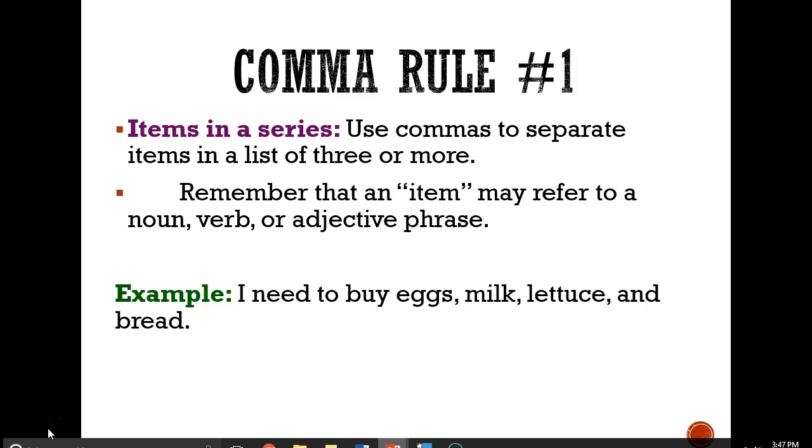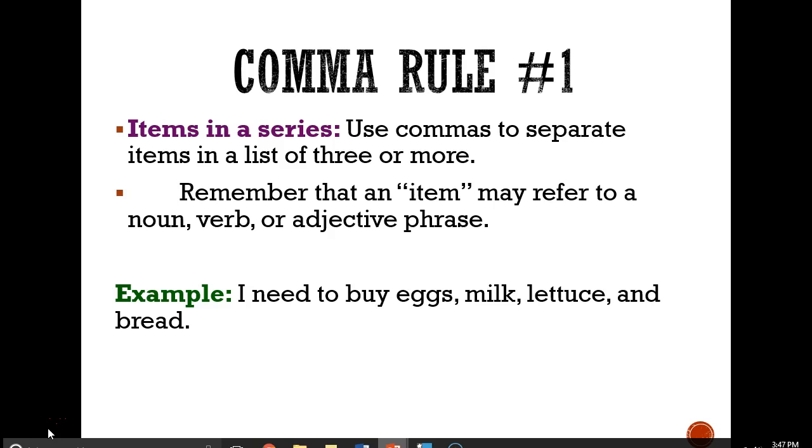Anytime you have items in a series, you're going to use commas to separate a list of 3 or more items. And remember that an item may refer to a noun, verb, or adjective phrase. For example, I need to buy eggs, milk, lettuce, and bread, because you would pause when you're saying all of those words. So when you read it, naturally it would sound like that.